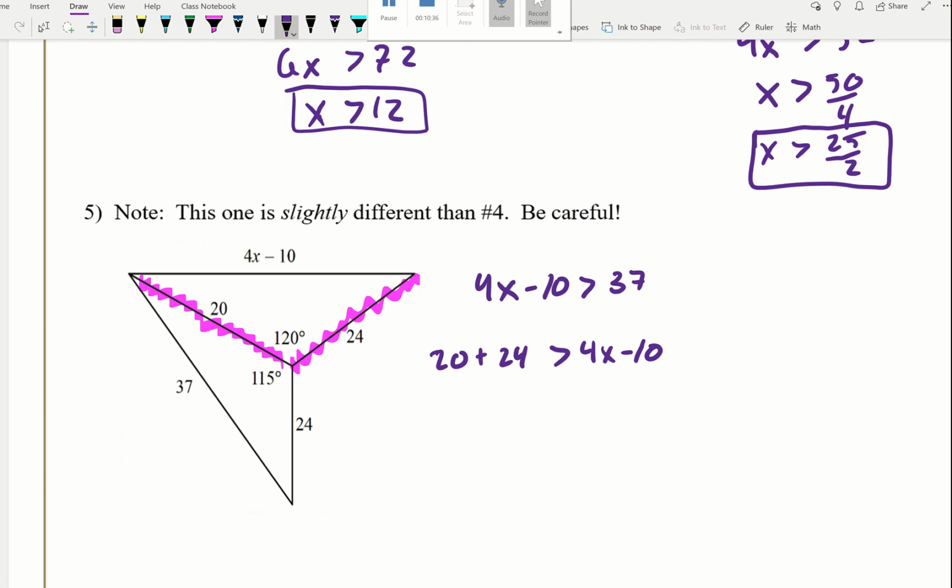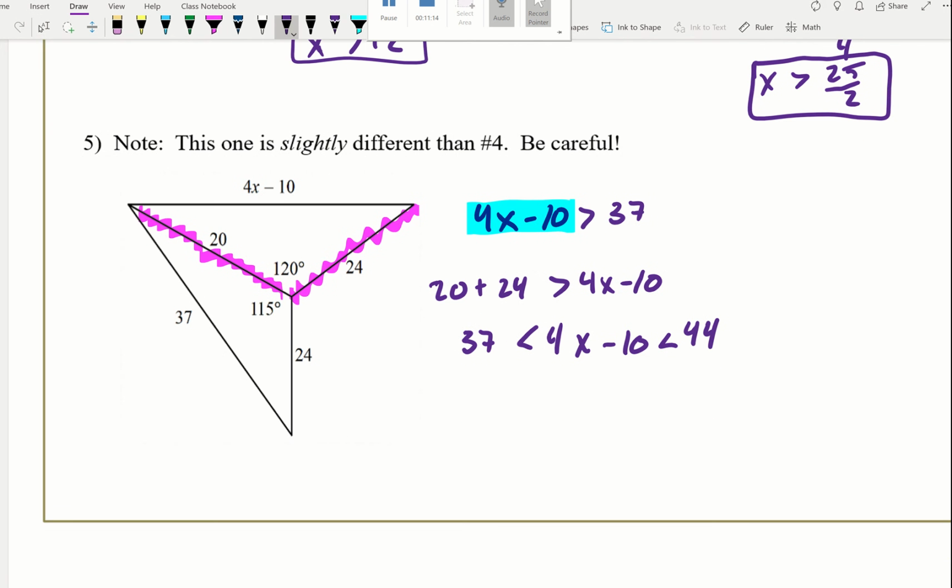Okay, so I know that I have two inequalities here. So I'm going to go ahead and put these things both together. I'm going to put the expression in question in the middle. I'm going to say 4x minus 10. Well, I know that that has to be greater than 37, but I know that this sum of 20 plus 24 must be greater than it. So this expression must be less than 44. Okay, so that gives me a compound inequality that I can solve through.